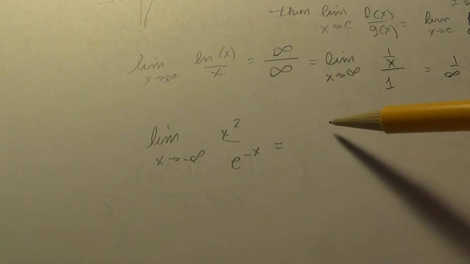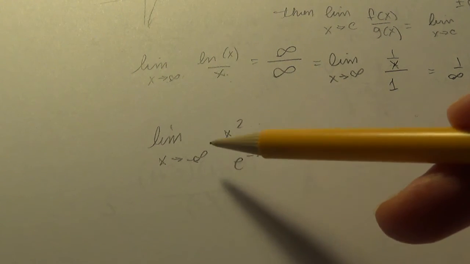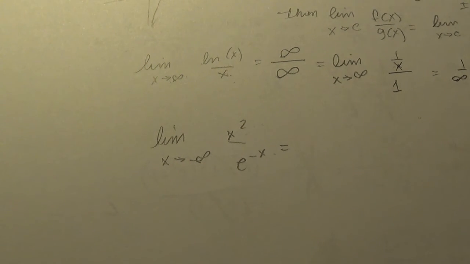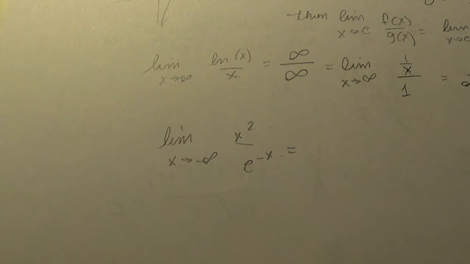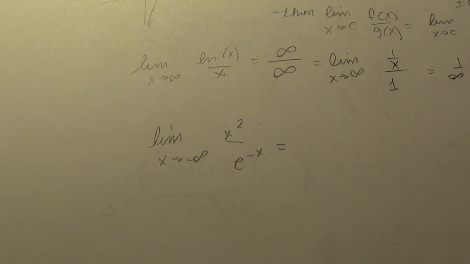But always check and see that it does qualify, and make sure that when you put negative infinity in for x, you do get one of the 5 required indeterminate forms. Alright, so give that a try and we'll talk about it next time we meet.